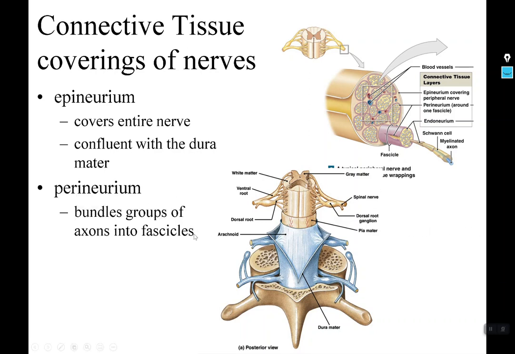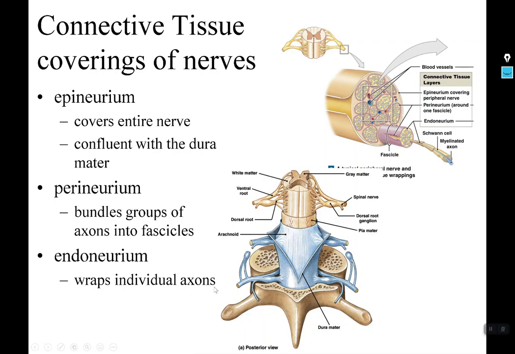The perineurium, which is the word that means around or surrounding, and then of course neurium means nerve covering, within the nerve takes bundles of axons, typically with a common destination, into fascicles. So it's providing structural organization. And then finally, the endoneurium wraps around individual axons.